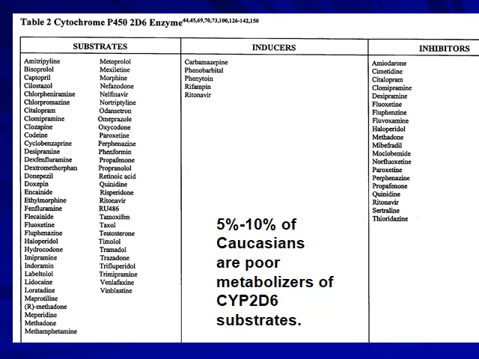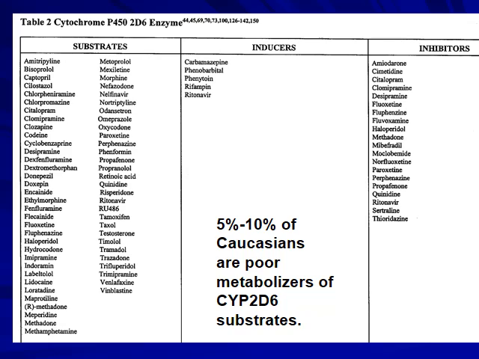All right, here's our cytochrome P450-2D6. And again, we have this mega list of stuff. Right? And I'm just going to call your attention to this drug, imipramine. Imipramine is a tricyclic antidepressant. And in 5 to 10% of Caucasians, there'll be a poor metabolizer of that drug.